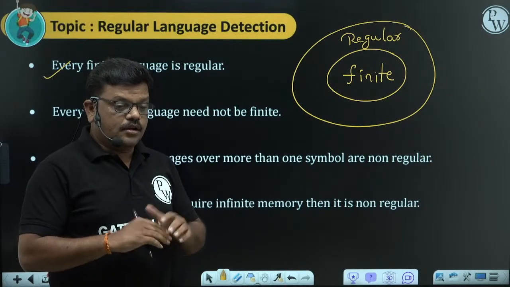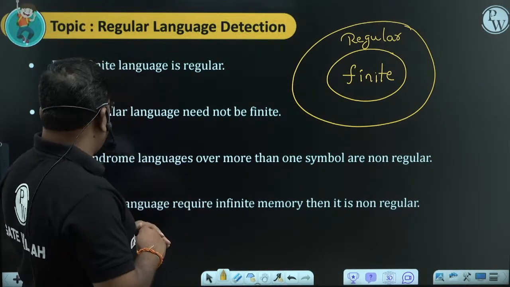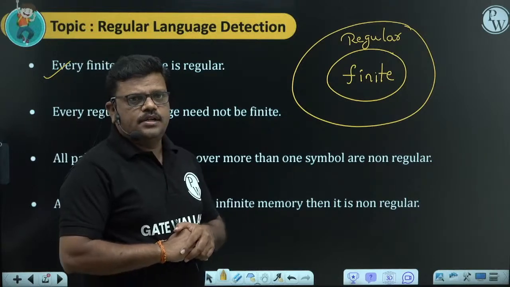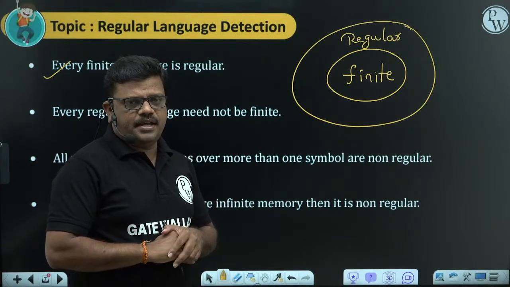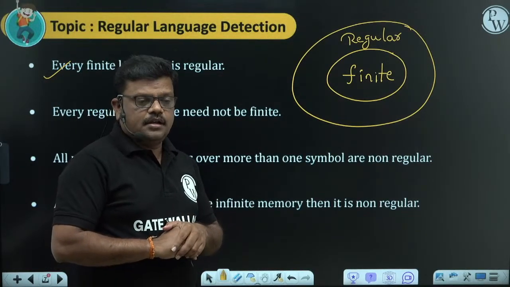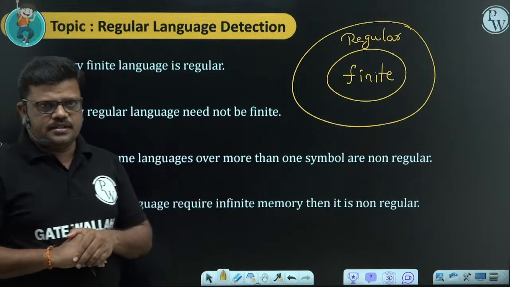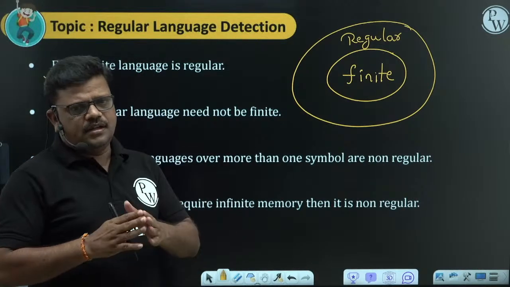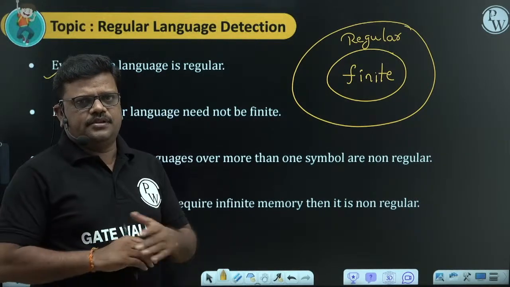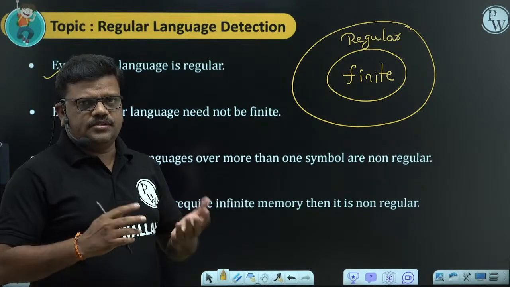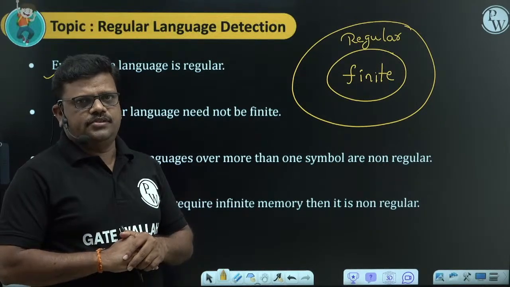When it is non-regular, a comparison exists. Whenever a comparison exists, it comes under non-regular. If no comparison exists and the language is clearly presented, then it is regular. This is the way we confirmed it in the previous sessions.